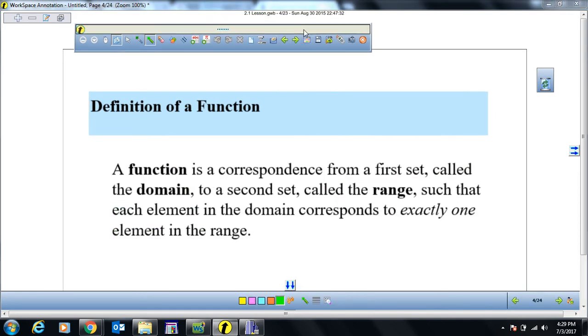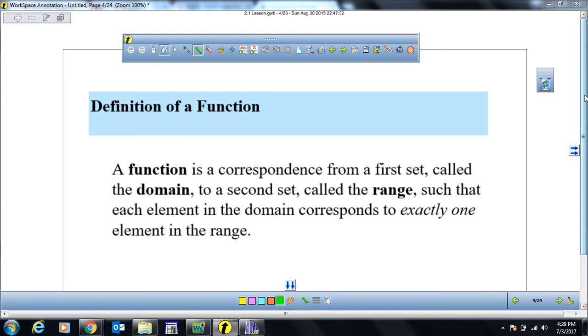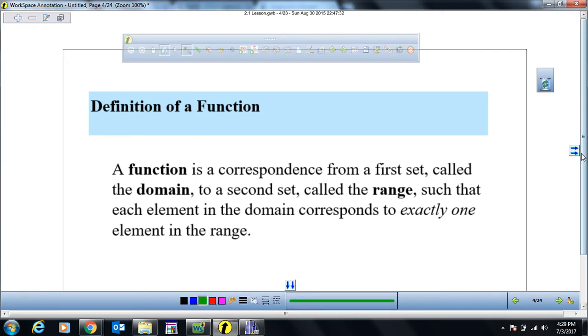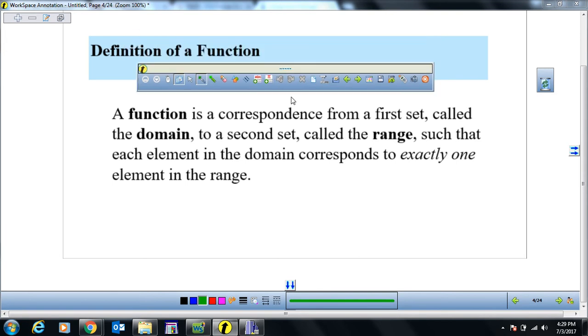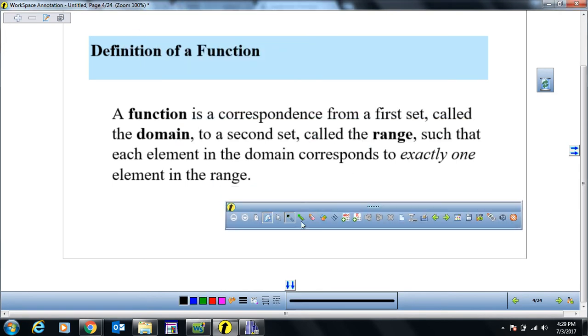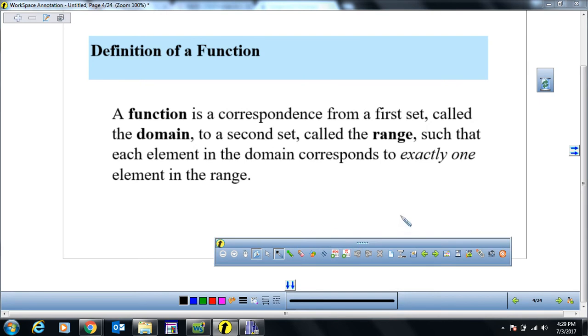Now we're going to cover one more concept, which is the definition of a function. A function is a correspondence from a first set called the domain to a second set in which each element in the domain corresponds to exactly one element of the range. That means that every value of x must have exactly one y. But in order for it to be a function, only every value of x must have one y, while every value of y does not necessarily need to have one x. In other words, the value of x cannot be repeated, but the value of y can be repeated in order for a relation to become a function.